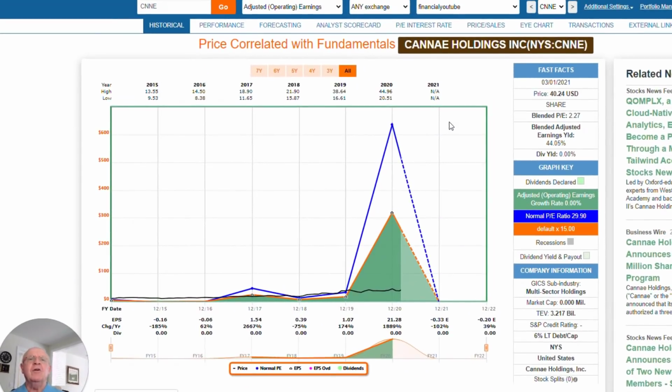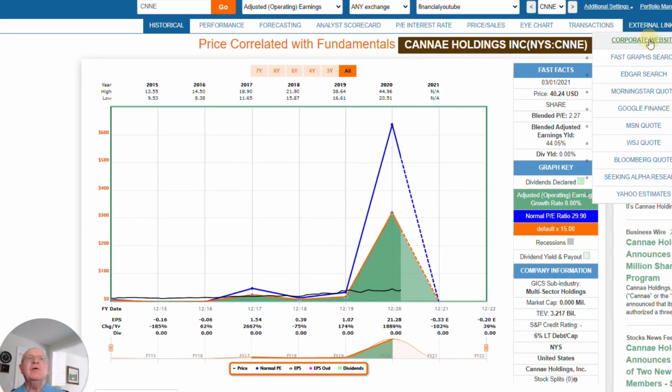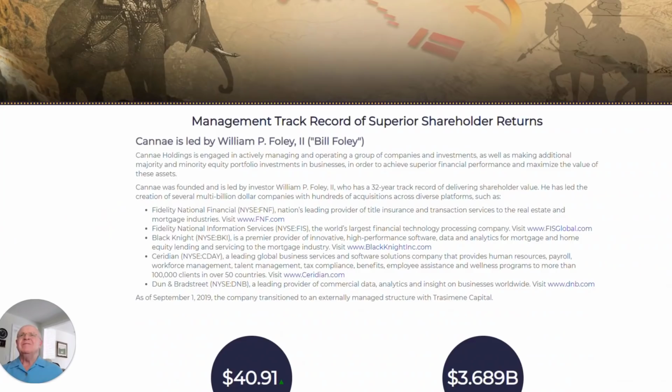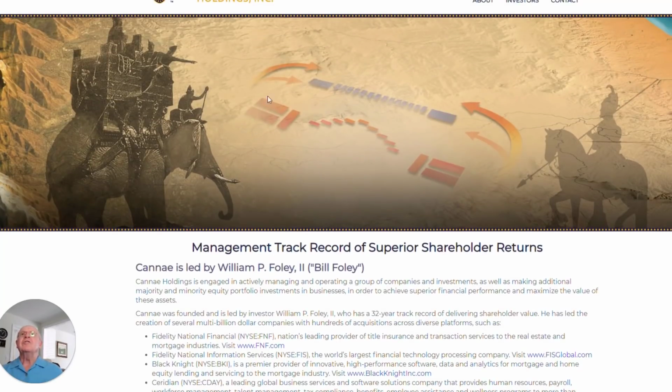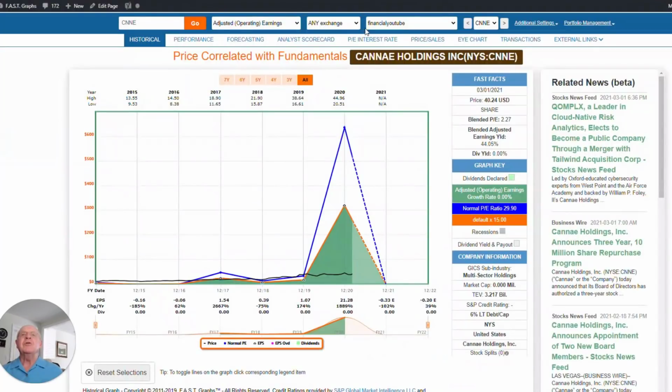Cannae Holdings, I don't know anything about this company. This was one that someone asked me about. If I go into the company's website, it's led by William Foley, who I don't really know who he is. He's had a pretty decent track record working for some decent companies. I don't want to really denigrate the company, but I'm not really that impressed with their website. I just don't see a whole lot to interest me here.